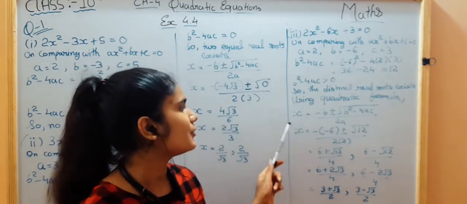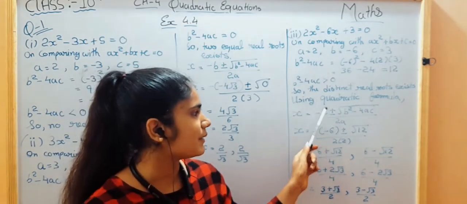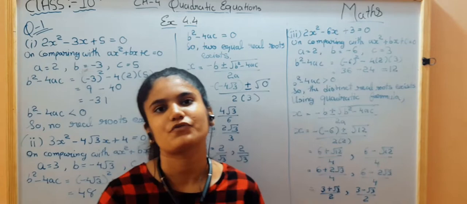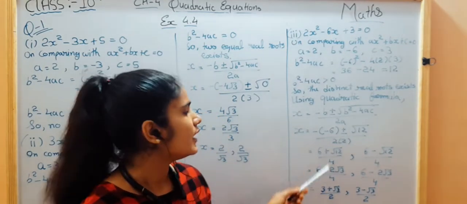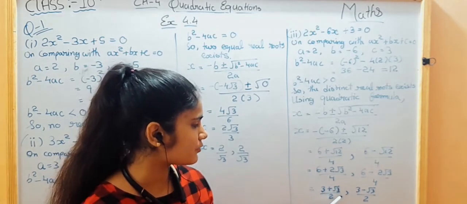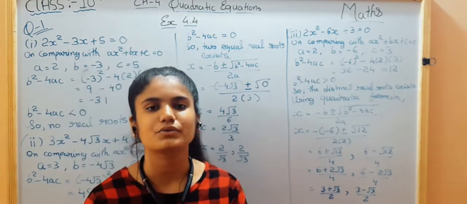Using the quadratic formula, x is equals to minus b plus or minus under root b square minus 4ac upon 2a, and putting the values in it, we get the answer 3 plus root 3 by 2 and 3 minus root 3 by 2.